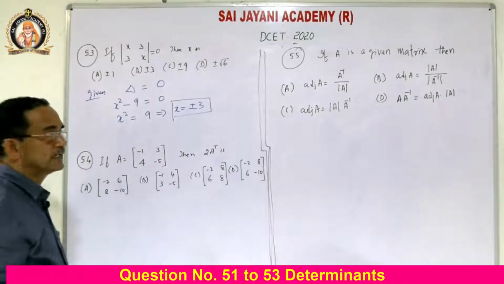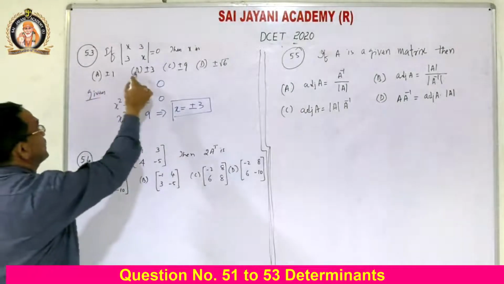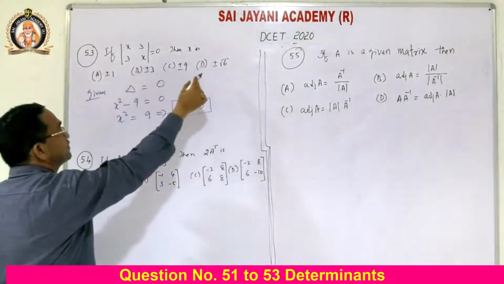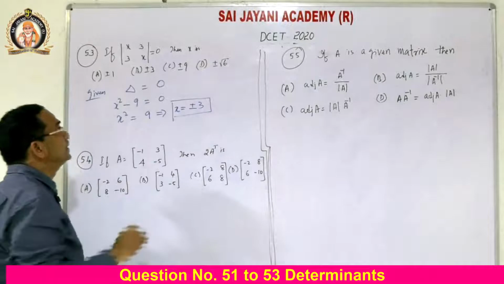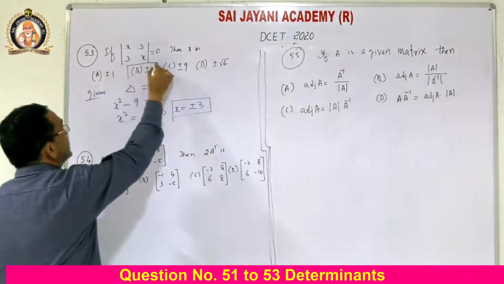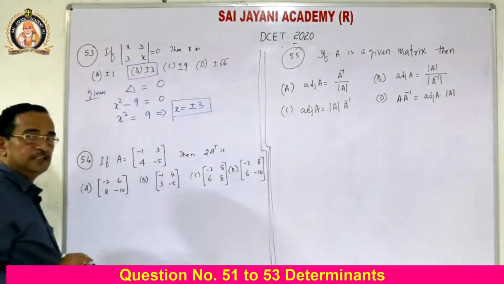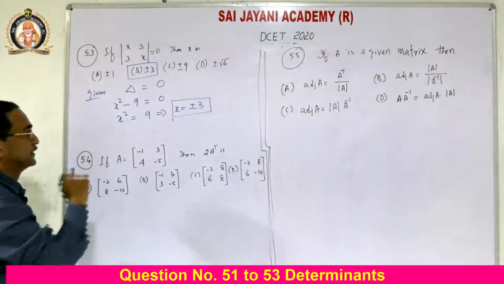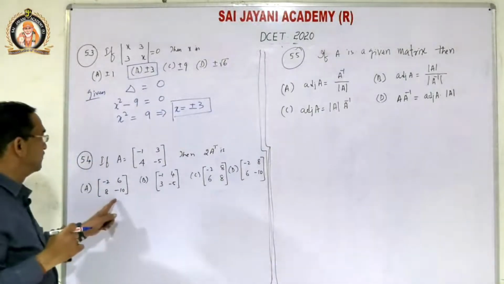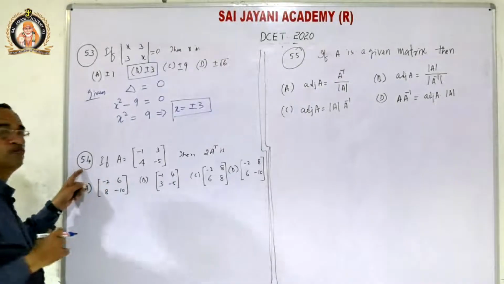So which is the right answer out of 4? A is plus or minus 1, B is plus or minus 3, C is plus or minus 9, and plus or minus root 6 for D. Now B is the right answer for this problem. It's a very easy question in the examination, right? It is also the simple way. Now see question number 54, right?